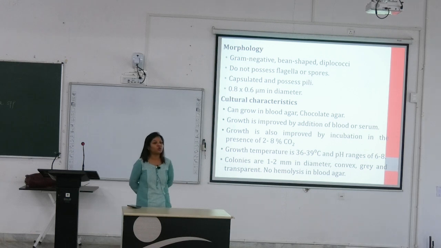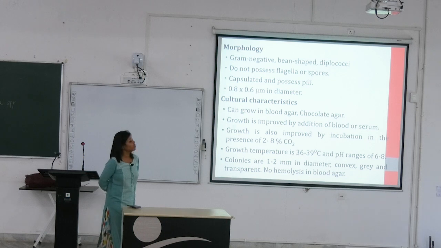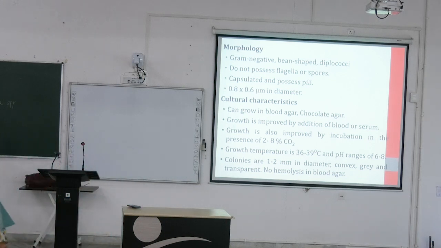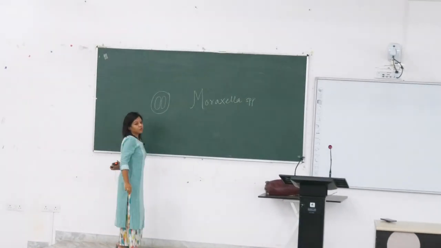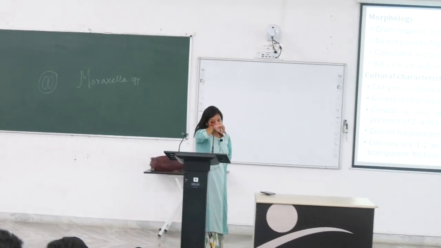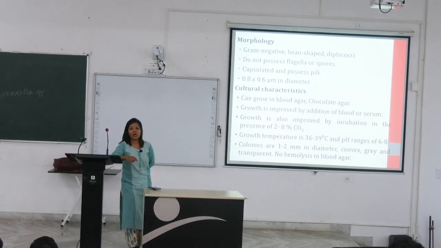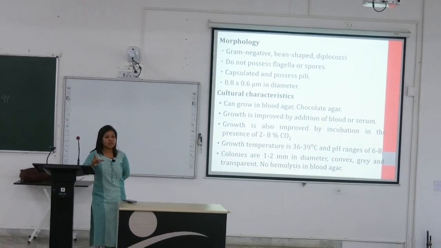গ্রাম পজিটিভ ডিপ্লোকক্কাই, ক্যাপসুলেটেড, নো স্পোর, নো ফ্ল্যাজেলা, ঠিক আছে। সাইজ হচ্ছে 0.8 to 0.6 micrometer, ঠিক আছে। Size is like this, gram negative diplococci capsulated. Okay, I'll show you a slide. আচ্ছা, কেউ একজন আমাকে মনে করাবেন নেক্সট সোমবার দিন আমি পজিটিভ স্লাইড নিয়ে আসবো গ্রাম নেগেটিভ ডিপ্লোকক্কাই। ওকে, নিয়ে আসবো.